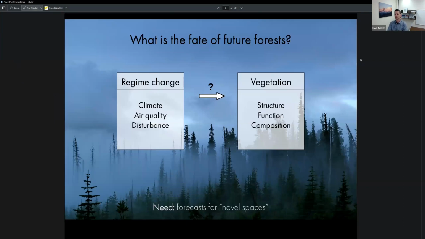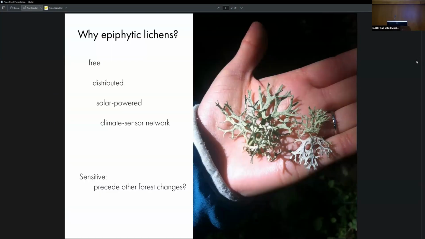So I've often asked this question, what is the fate of future forests? What are the impacts of changes to climate and air quality regimes and also disturbance regimes on vegetation? So we have an idea about where future forests are headed. And we take focus on bioindicator lichens. So epiphytic lichens, those that grow on trees, I would consider the world's best, pretty much universally distributed, solar-powered climate sensor network and air quality sensor network, if we are able to read their signal. So basically, we'll look at how to read that signal.